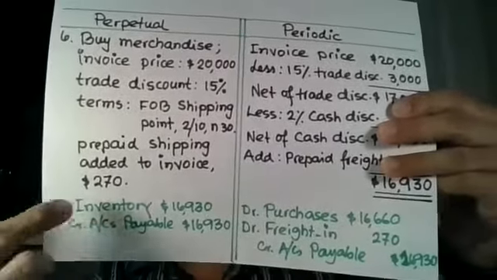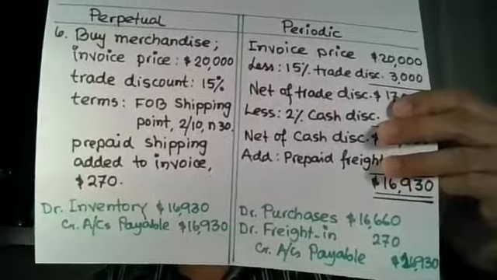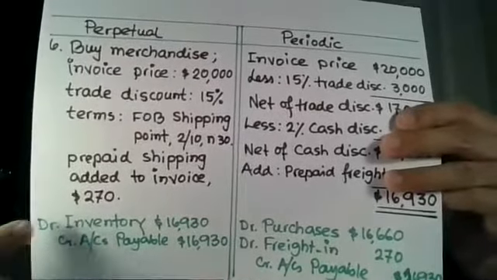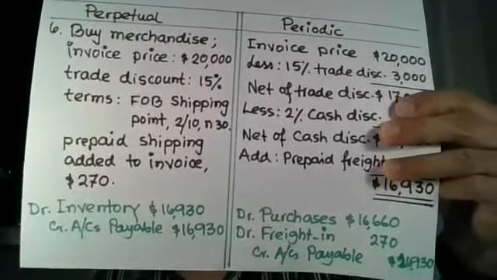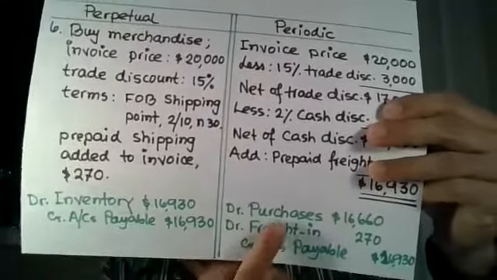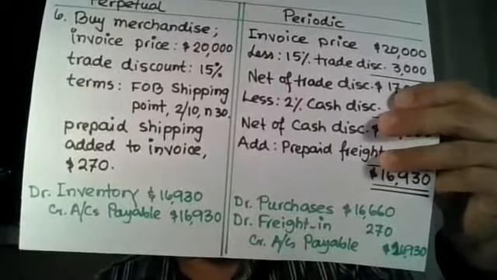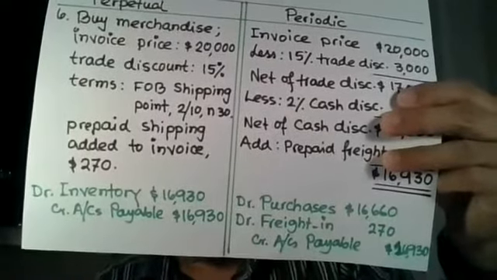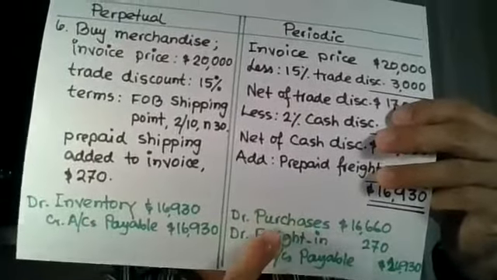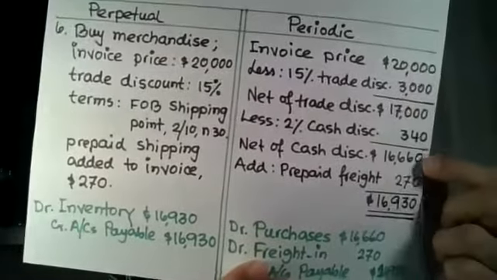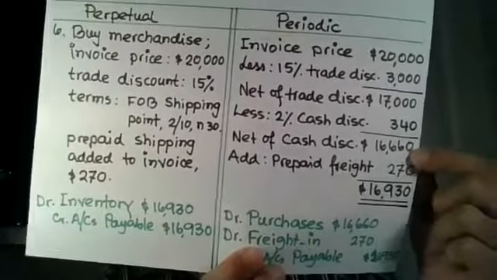Under perpetual, the full amount is loaded to inventory. By full amount, we mean the prepaid freight is added to inventory, which we expected. But under periodic, the freight is treated separately. Freight is an expense. So here we are recording debit purchases, and the purchase amount is going to be the amount before freight, this one, $16,660.